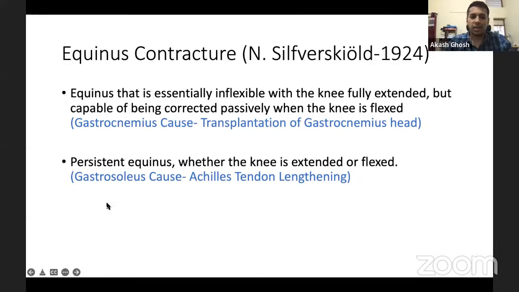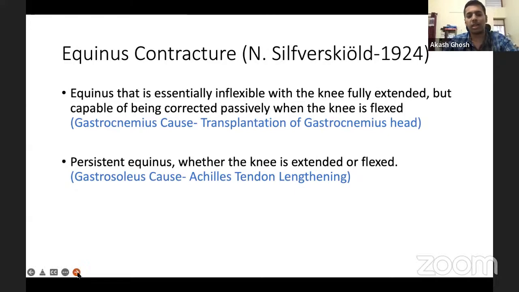Actually, he stated that equinus that is essentially inflexible with the knee fully extended, but capable of being corrected passively when the knee is flexed, has a gastrocnemius cause, and what he did was he transplanted the gastrocnemius head from the distal femur to the proximal tibia. And for persistent equinus, whether the knee is extended or flexed, he said that the cause was both gastrocnemius and soleus, and for these patients he did tendo Achilles lengthening.